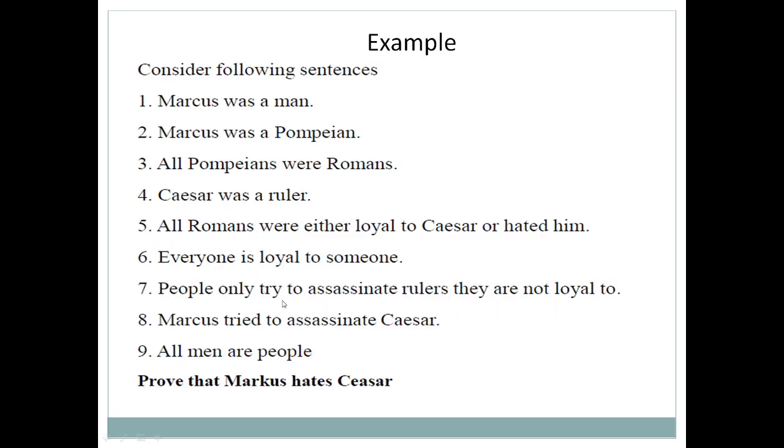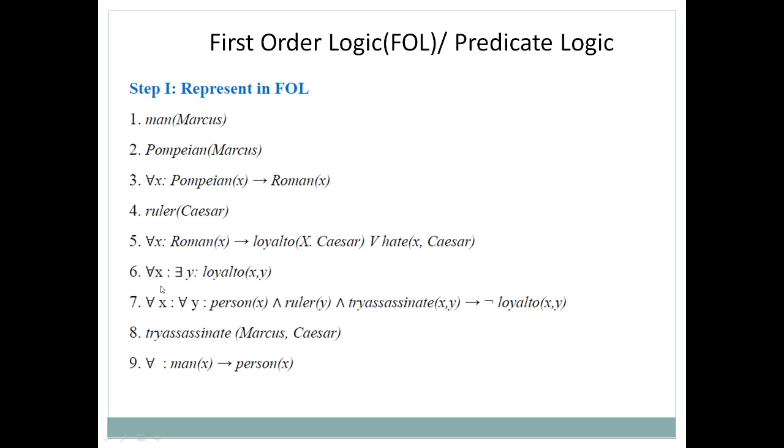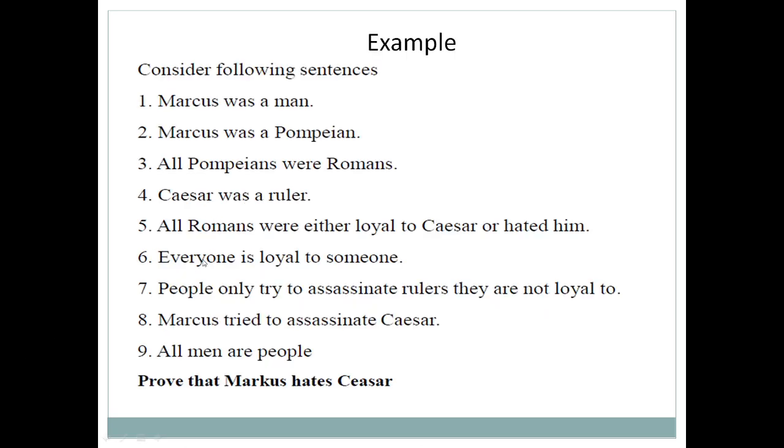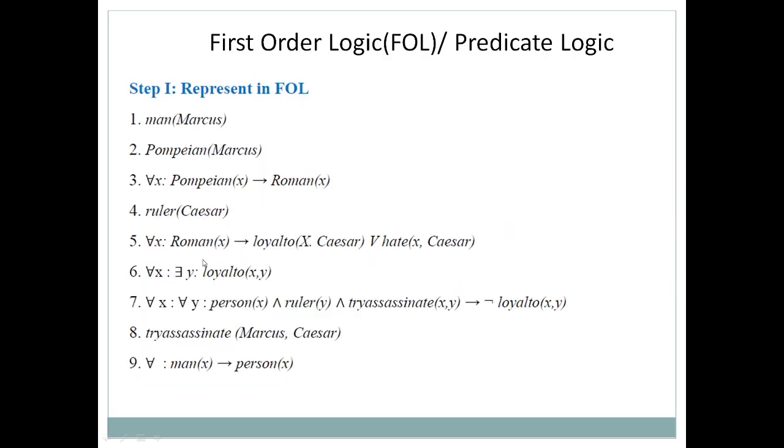So this is how we have represented this statement: everyone is loyal to someone. How have we written it? For all x, there exists y where x is loyal to y. So x is going to represent for all, and someone is represented by y. So in this way we have written the statement.